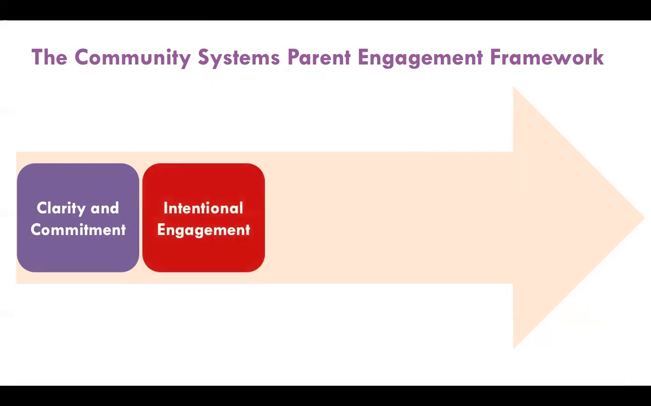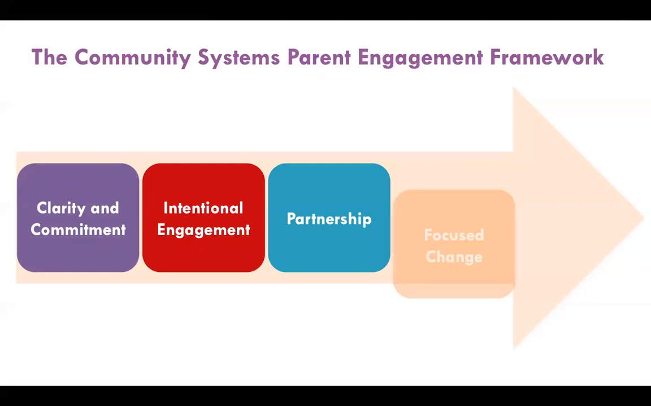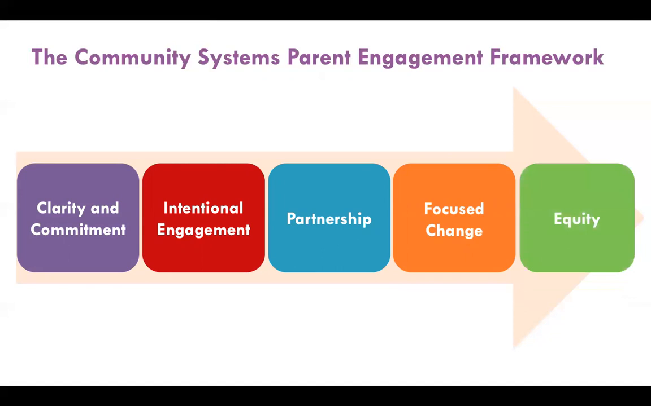Intentional engagement helps set us up to identify and execute family engagement roles for parents. And then we partner with parents and make sure they're equipped with what they need to carry out their engagement role and that our spaces are inclusive and welcoming for parents. Then there's focus change. Focus change helps us identify what's working, what's not working, and create possible solutions to system change problems. And all of this leads to equity. We'll go through each step on the theory of change by starting with how clarity and commitment are achieved.